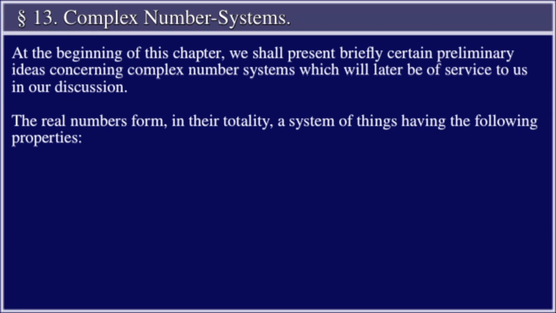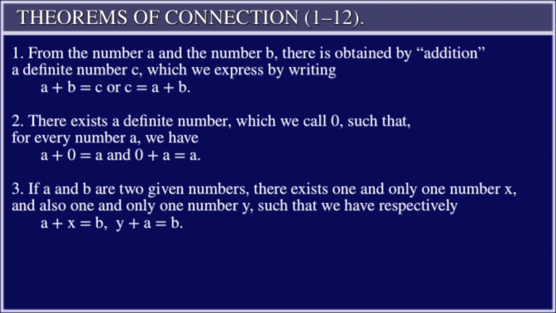At the beginning of this chapter, we shall present briefly certain preliminary ideas concerning complex number systems, which will later be of service to us in our discussion. The real numbers form, in their totality, a system of things having the following properties. Theorems of connection, 1 through 12.